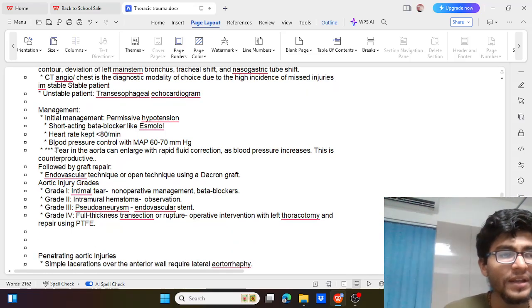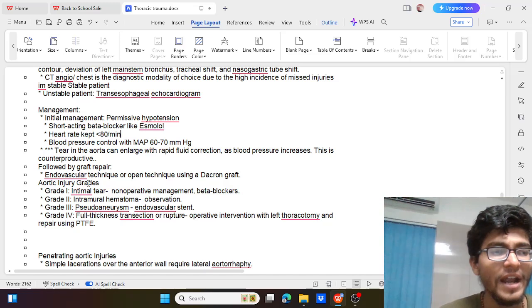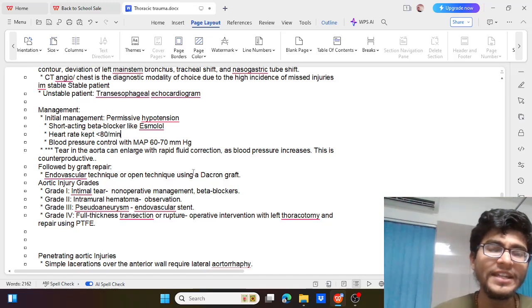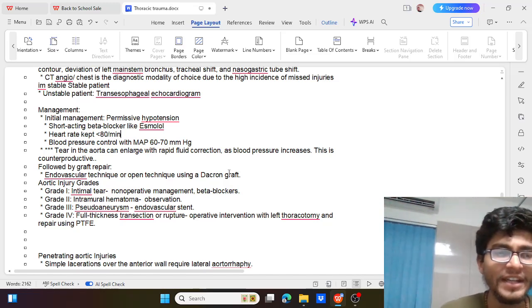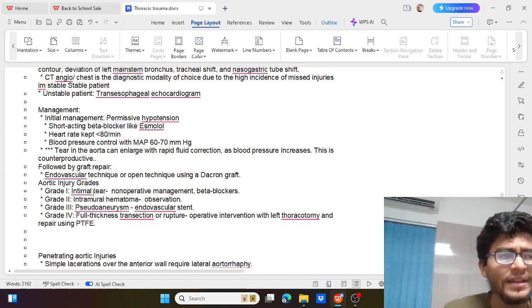Now we'll go for a repair, that is graft repair, which is most commonly done, and we can use an endovascular technique or an open technique, and the graft is a Dacron graft, which is commonly used. Then just knowing about the grades of these injuries.